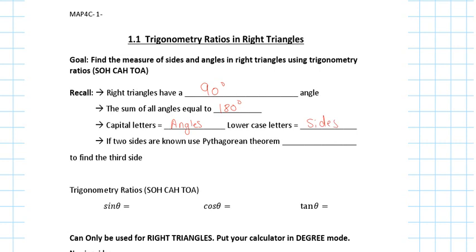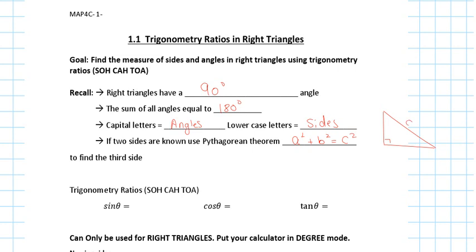If 2 sides are known, we can use the Pythagorean theorem to solve for the third side. And what is the Pythagorean theorem? A squared plus b squared equals c squared. Now, c is the hypotenuse. So remember that when we're talking about a right angle triangle, and specifically about the Pythagorean theorem, we have the hypotenuse, and the hypotenuse is indicated by c.